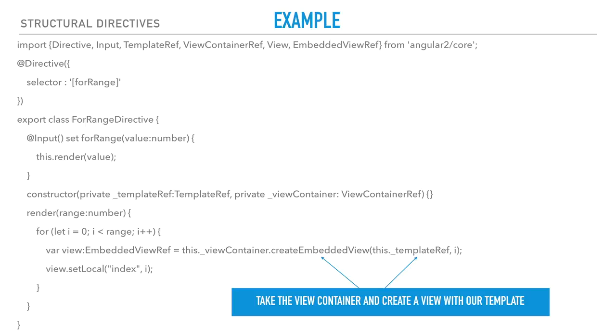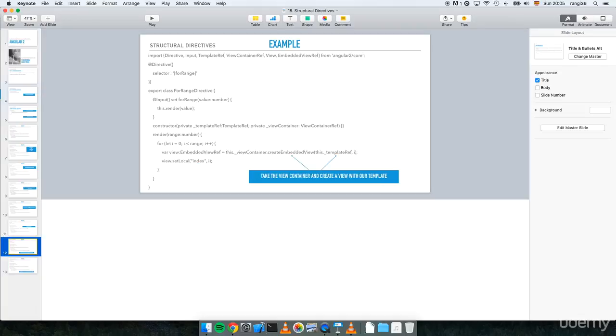And finally, the last line, view.setLocal, this is a way that we can put a variable in our templates. Yeah, so when we are using this directive, we can access this local variable every time that we do an iteration in the forRange. Yeah, so this is what I'm saying here. We can expose a local variable from our directive, and the name is index.